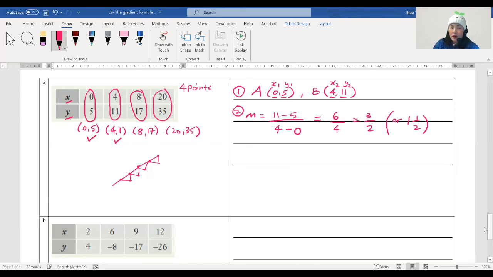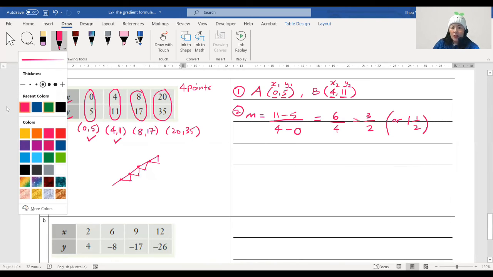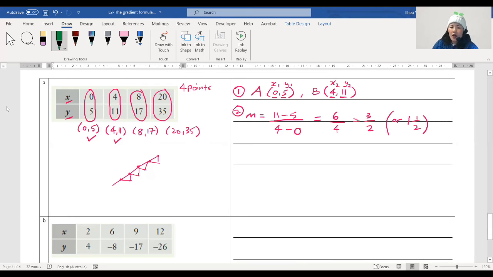Okay. Now, what I'm going to do is go a little bit further than just finding a gradient. I want to find the equation of this table of values. So I'm going to find the equation, y equals mx plus c. Do you remember that? That's the linear function equation, the standard formula.